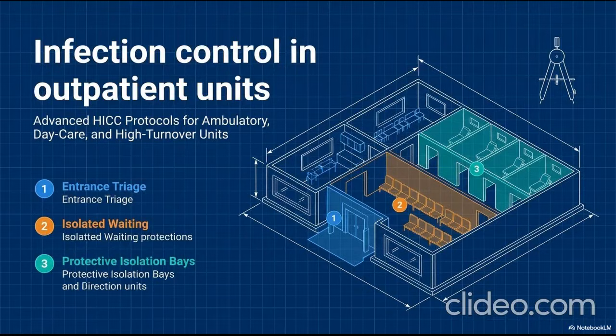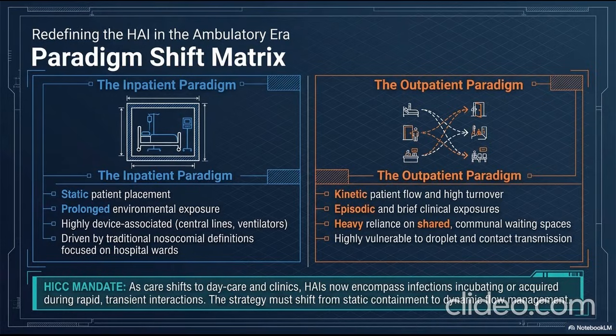Welcome to this session on infection control in outpatient units. As healthcare delivery increasingly migrates to ambulatory and daycare settings, our traditional inpatient infection control models must evolve. This lesson explores advanced HIC protocols specifically designed for the kinetic perimeter, where high patient turnover and rapid clinical interactions create unique transmission risks that require precise, architecturally integrated solutions.